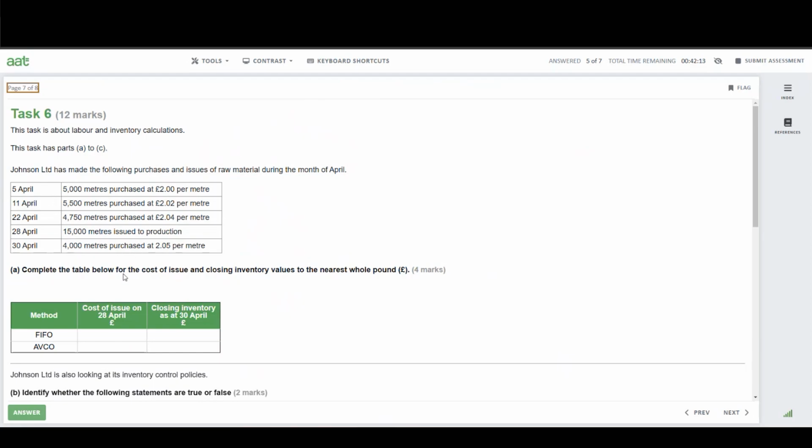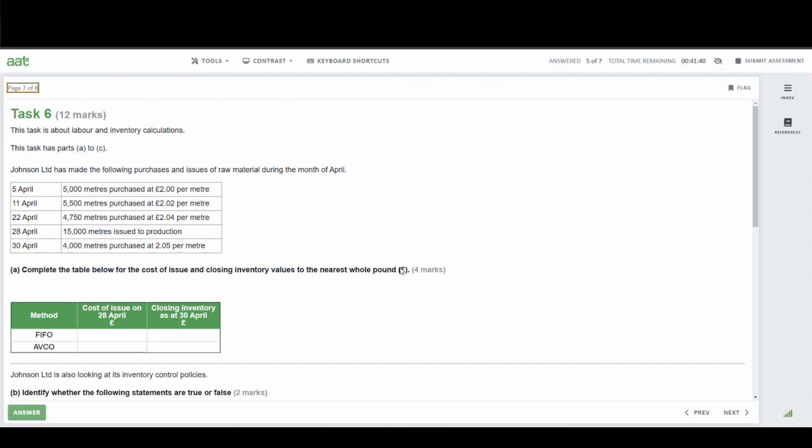We're asked to complete the table below for the cost of issue and closing inventory values to the nearest whole pound. So number formats again, we're looking at whole pounds now, not 2 decimal places. Be careful with this. Don't assume just because this particular practice asks you to do it for whole pounds that all of them will. It's not necessarily the case. So always look out for that number format. The next time we look at a similar question, it might be to 2 decimal places. Just take care with this.